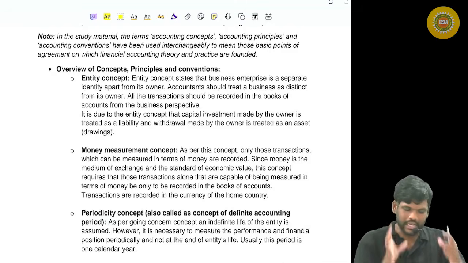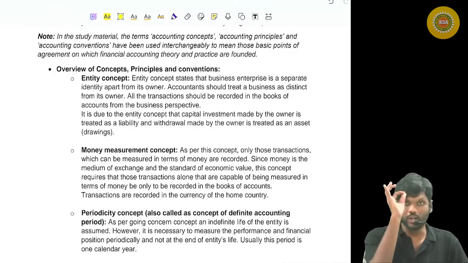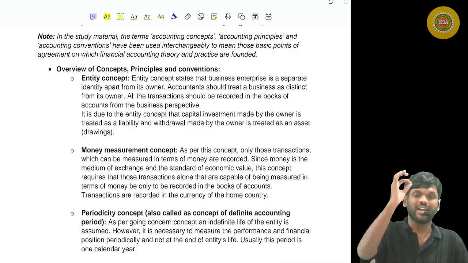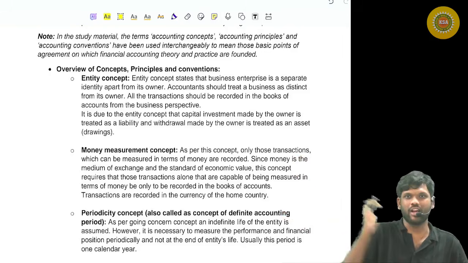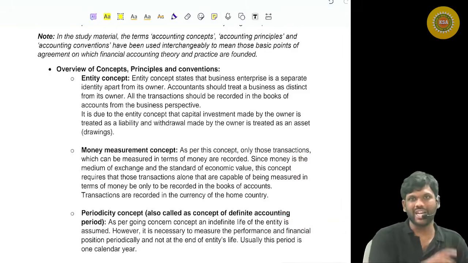I have given an overview of all those ideas. This is also very important. They can ask separate questions, like write a short note on business entity concept. Let us quickly go through these.